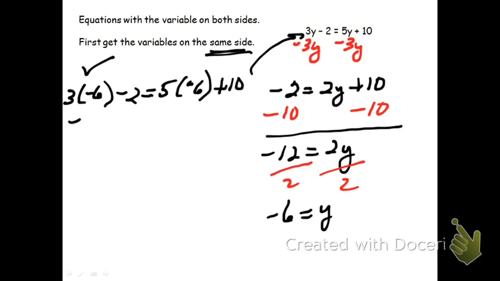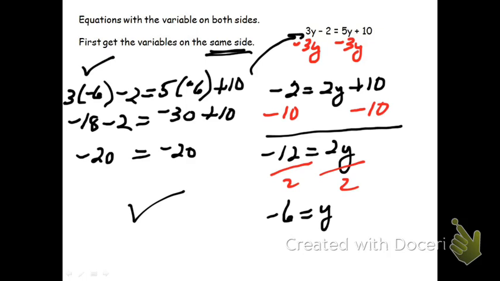So 3 times negative 6 is negative 18. And negative 18 take away 2 is negative 20. 5 times negative 6 is negative 30. And negative 30 plus 10 is a negative 20. So it works.